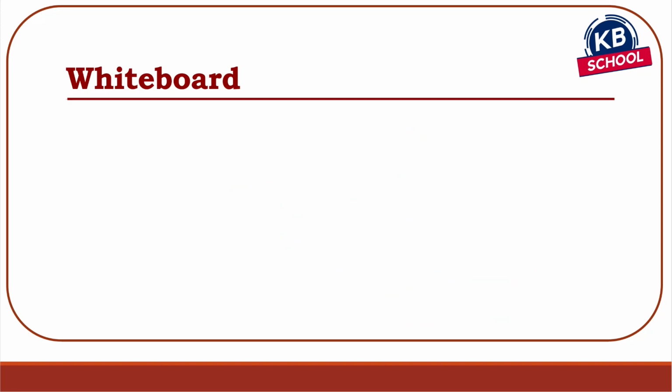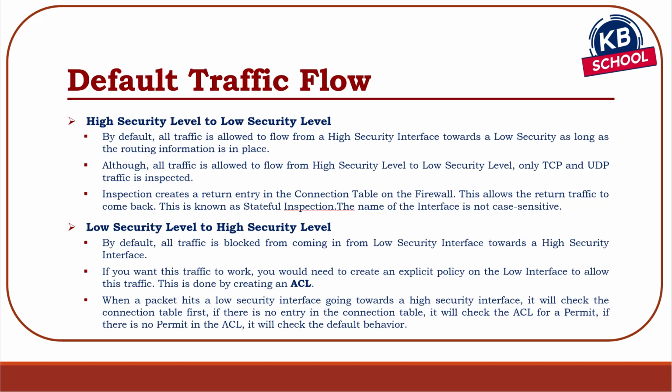All right, so that took care of this guy over here. Let's recap this. By default, all traffic is allowed from high to low security level, as long as the routing information is in place. That's the connectivity part of it. Although all traffic is allowed to flow from high to low, only TCP and UDP traffic gets inspected. I explained that to you guys. It creates a connection entry, so the return entry, which will be coming from low to high, is going to be allowed.